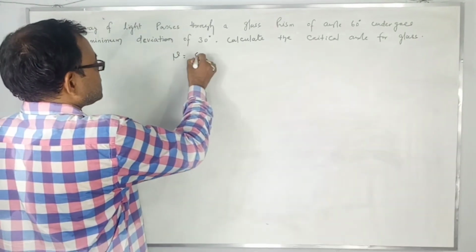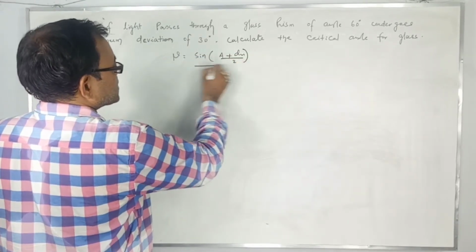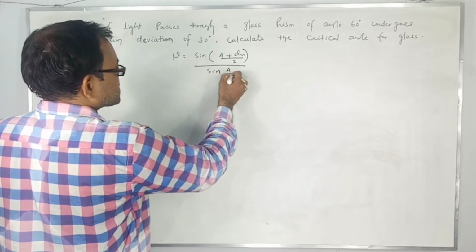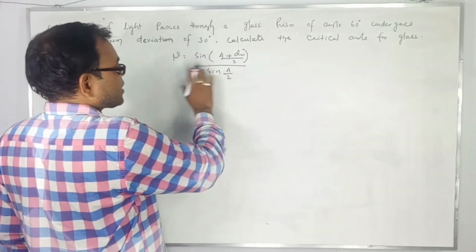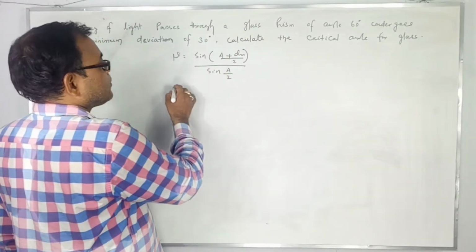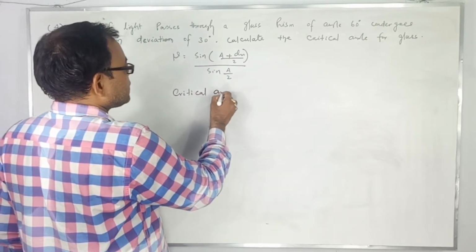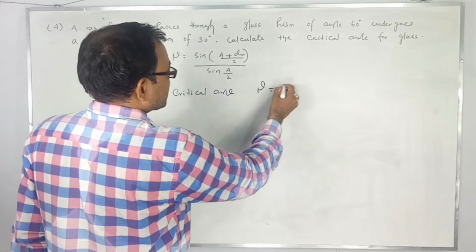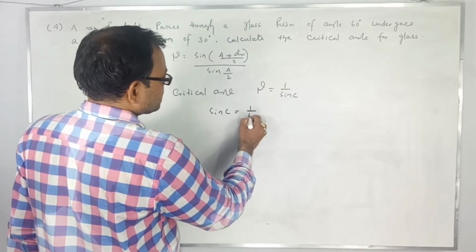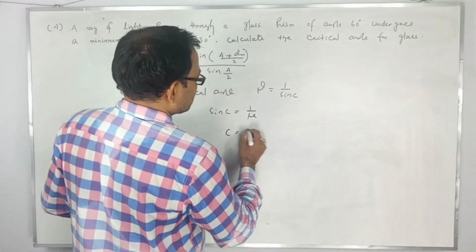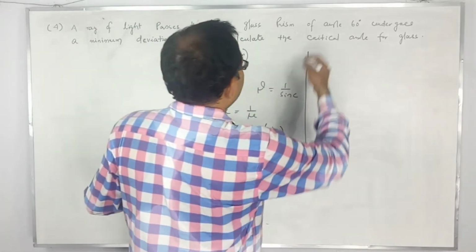Mu is equal to sine of (A plus Dm) by 2 by sine A by 2. This is a common question of prism. So, this is the formula which is to be calculated for mu. If mu is known, then you can calculate the critical angle by using the formula mu equal to 1 by sine C. So, sine C is equal to 1 by mu. So, C equal to sine inverse 1 by mu. This is the fundamental. So now I am going to calculate it.